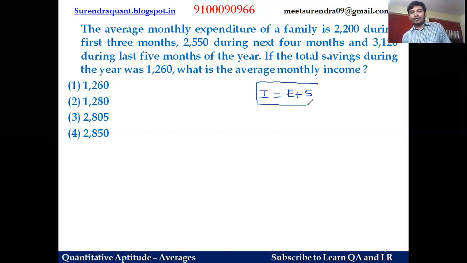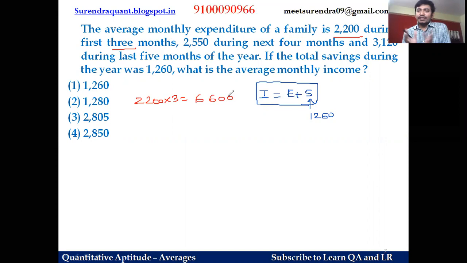So savings for the whole year is given as 1,260. Now you need to find the expenditure for all months taken together. Let's think of that carefully. 2,200 rupees is the average for the first 3 months. What is the sum of the terms? 2,200 into 3 is 6,600. Our recommendation is don't try to write 2,200 into 3 on the paper. Simply focus and think, and then put 6,600 on the paper. That way you can save time.